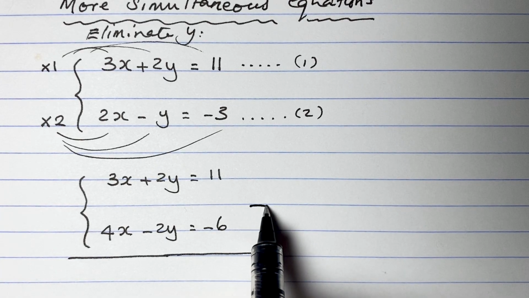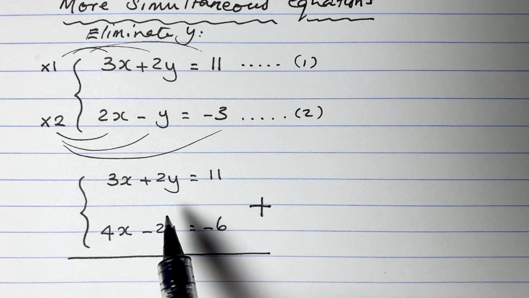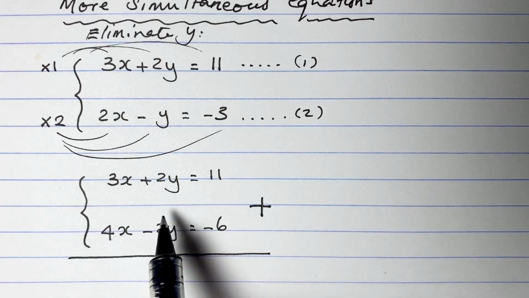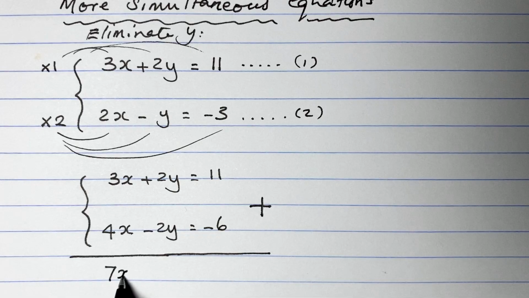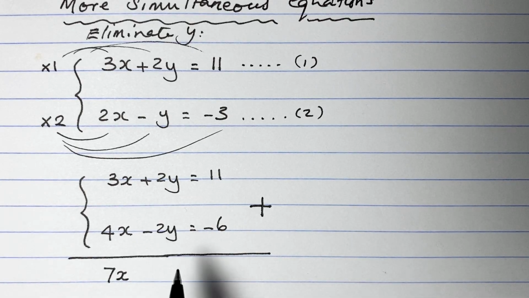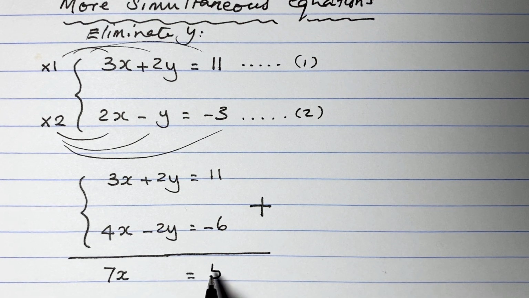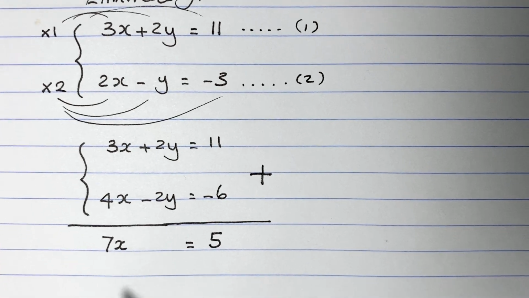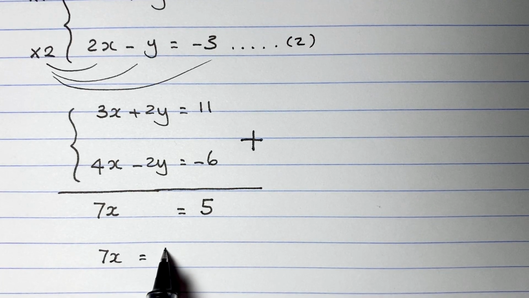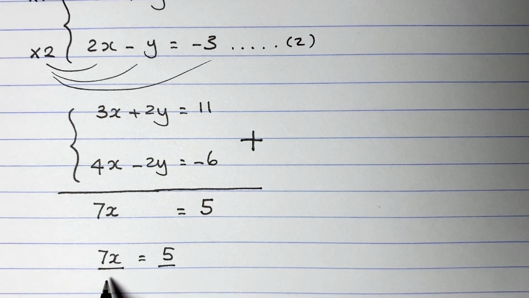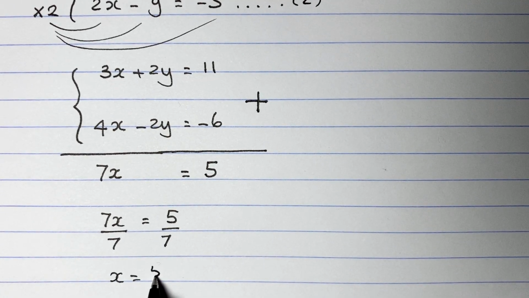I'm going to add, because I know by adding plus 2y to minus 2y, the y will cancel. So add column by column. 3x add 4x, that's 7x. Plus 2y, minus 2y, no y. 11 take away 6 is 5. So by dividing both sides by 7, x equals 5/7.